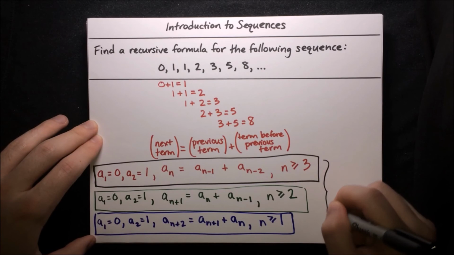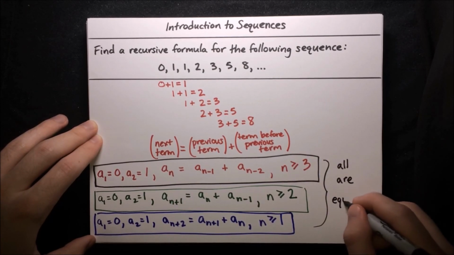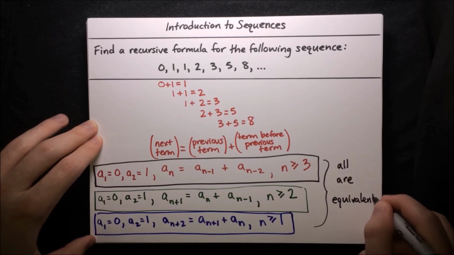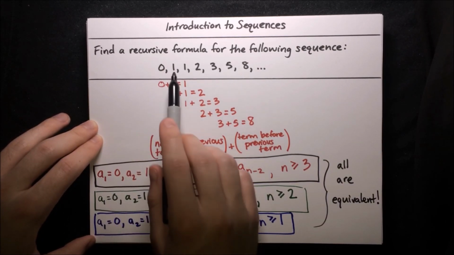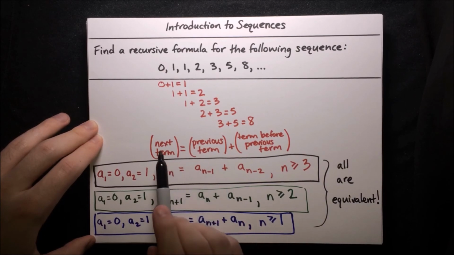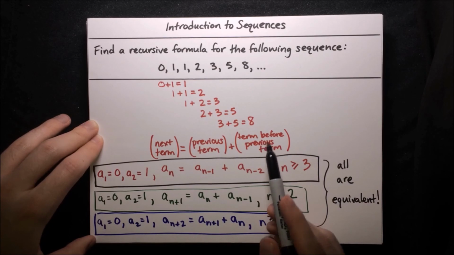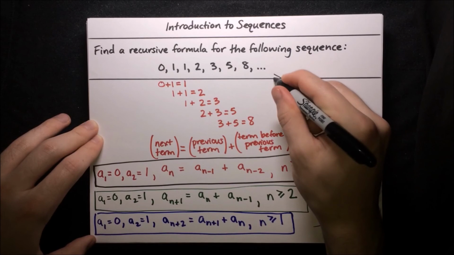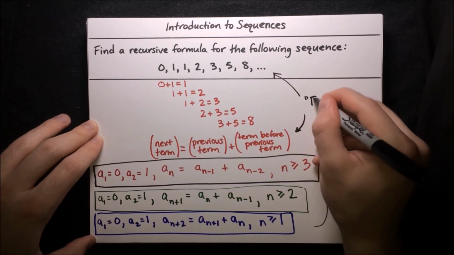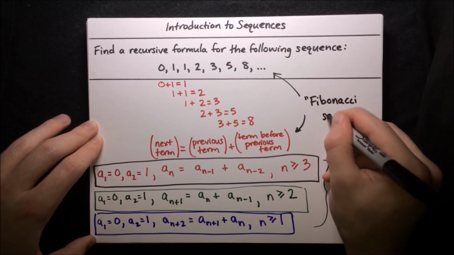All of these rules are equivalent. They all represent the same idea that we start off with 0, then our next term is 1, and then after that we get the next term by taking the previous term plus the term before the previous term. And in fact, there's even a name for this sequence here. This sequence is known as the Fibonacci sequence.